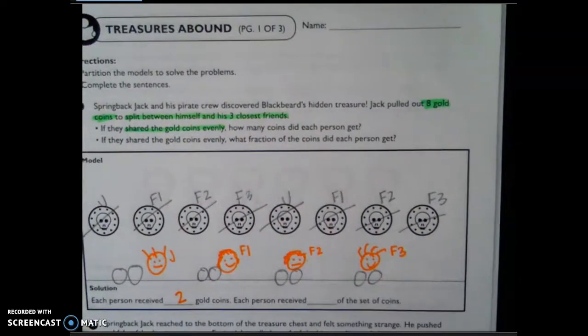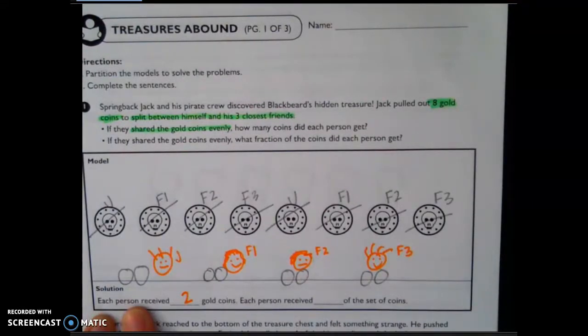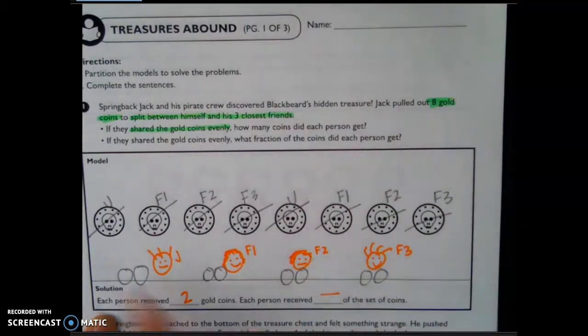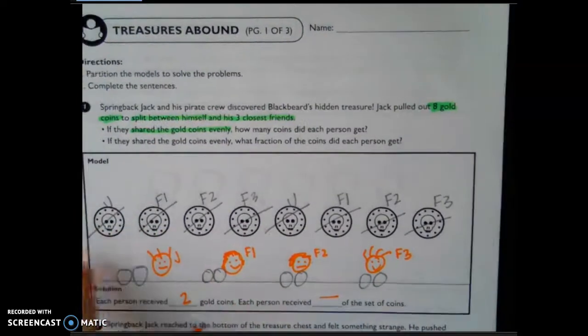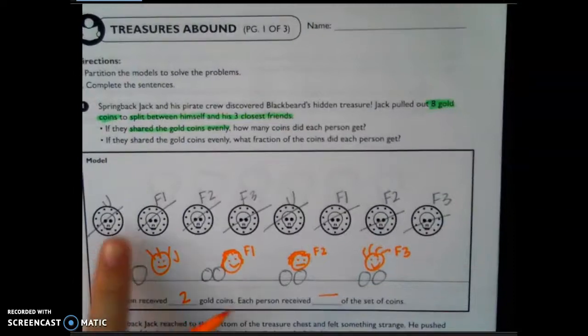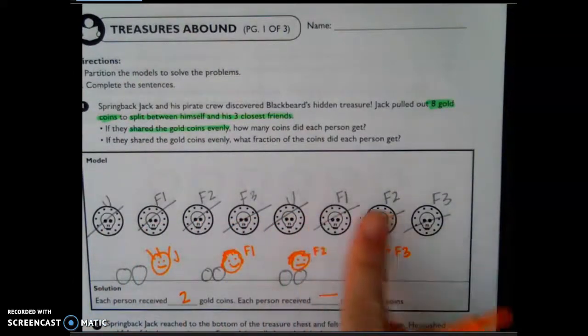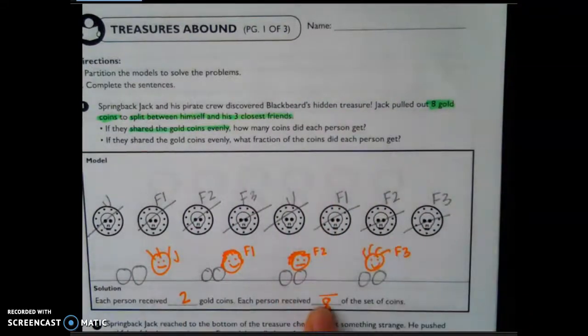But now I need to write this in a fraction. Okay? Now I need to write this in a fraction. Each person received, well, what is my denominator going to be of this fraction? If you said 8, you got it correct. 1, 2, 3, 4, 5, 6, 7, 8. So each friend is going to get a part out of 8 coins.